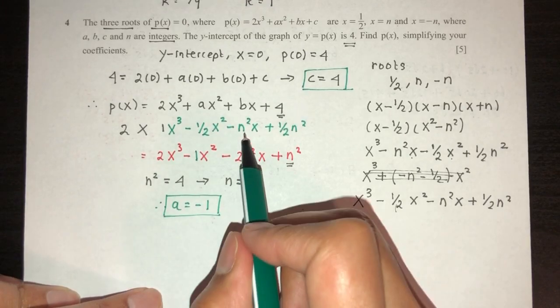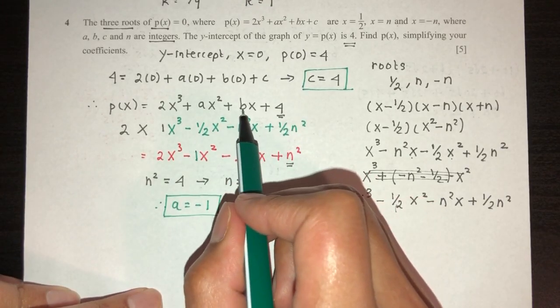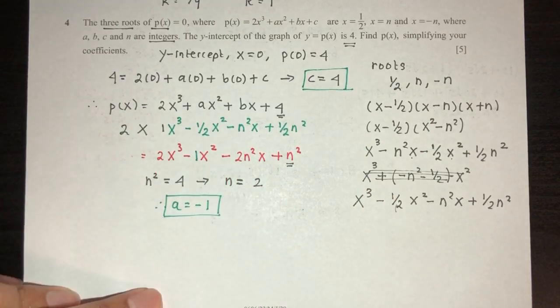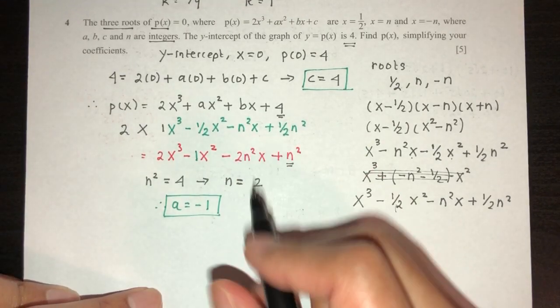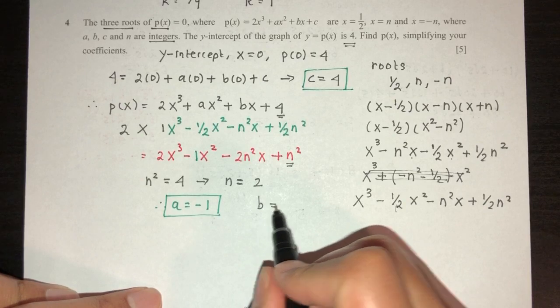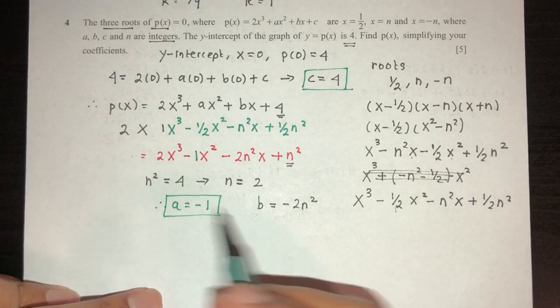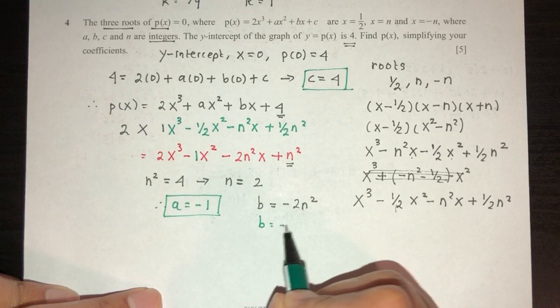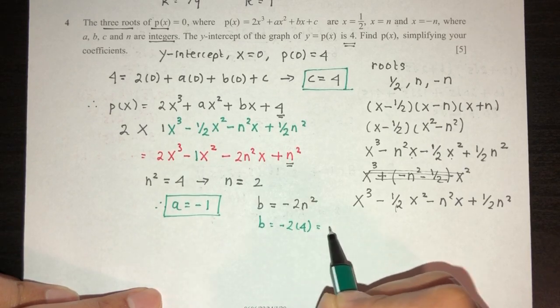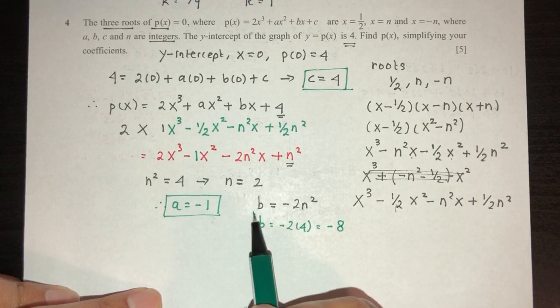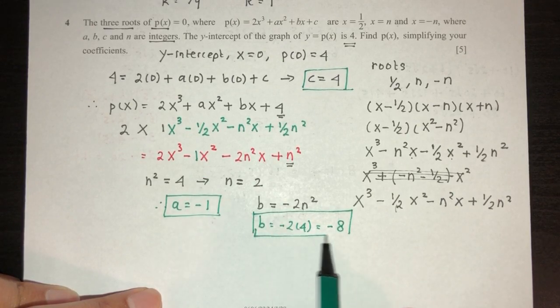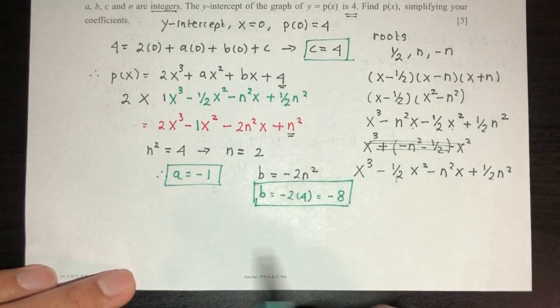Now what is the value of b? So here we have plus b is equal to minus 2n squared. So you know the value of n squared is 4, so b is equal to minus 2 times 4, which is minus 8. So you have found your 3 values that satisfy the equation.